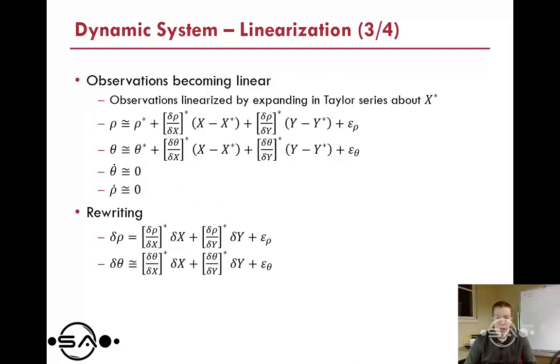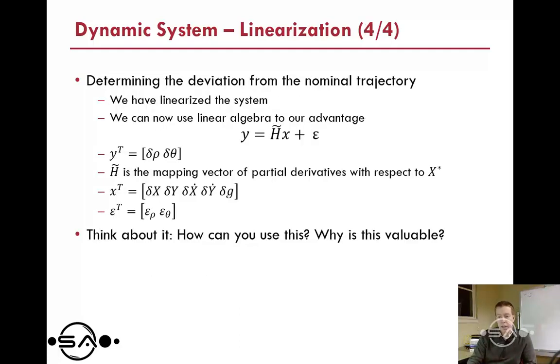So in order to linearize this, you go to those observations and you take these equations and expand them using the Taylor series about the nominal trajectory. Rewriting this, we end up with a linear equation where we're mapping the state vector perturbations to the observation perturbations in order to try and get some fit.